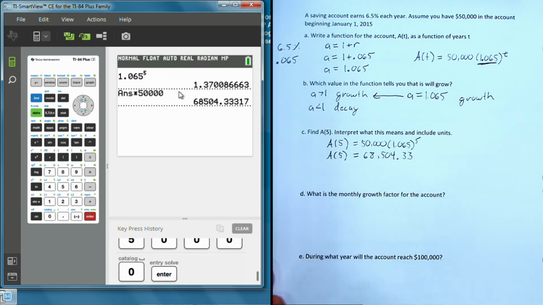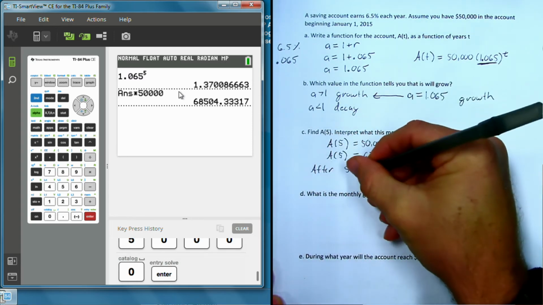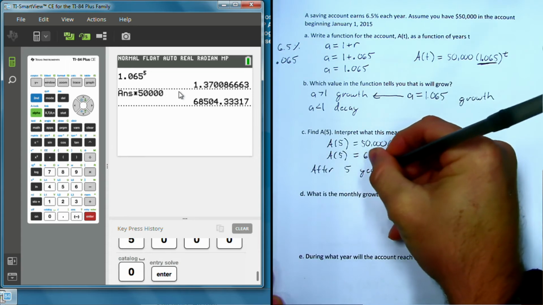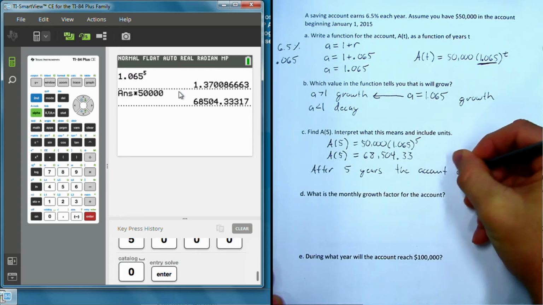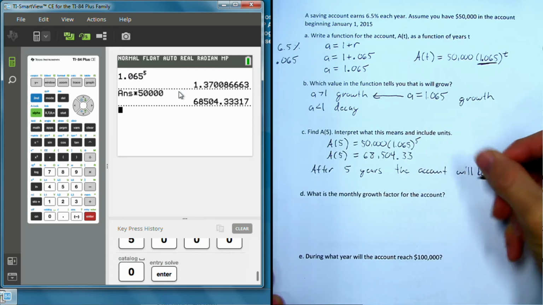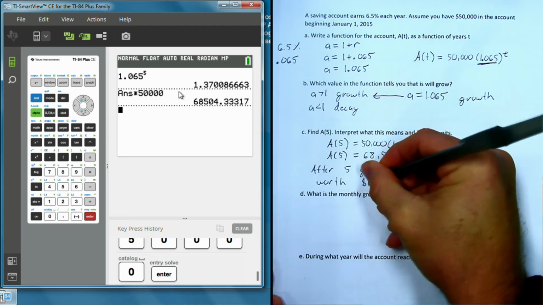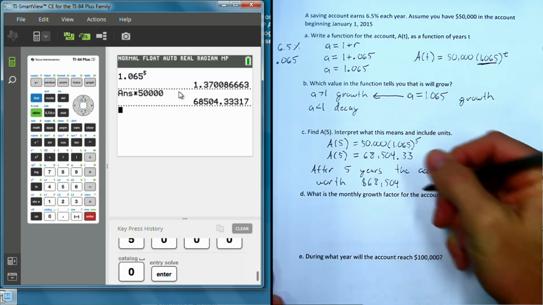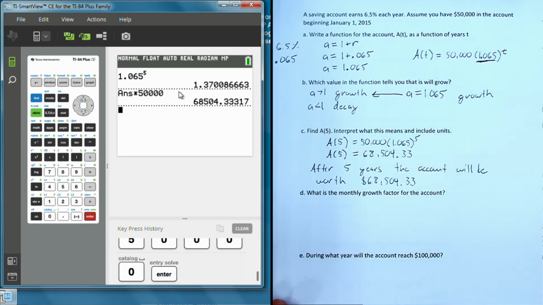What this is telling us is that after 5 years, the account will be worth $68,504.33.